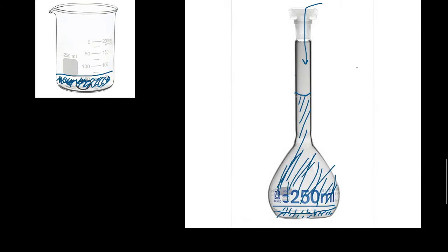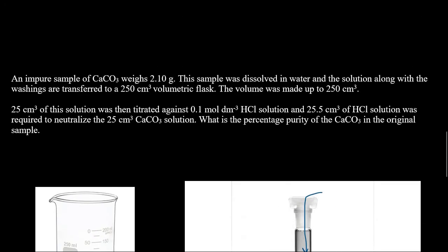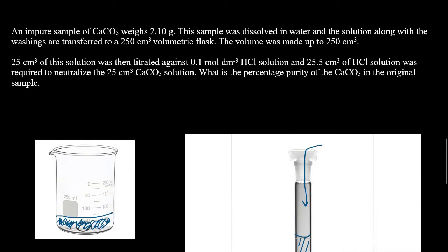Now the whole volumetric flask is filled all the way up to here. You close the cap or lid of the volumetric flask and flip it upside down a couple of times, and then you have prepared a 250 cm cube calcium carbonate solution which has impurities in it. Okay, so up to this we're done. Let's read the next part of the question.